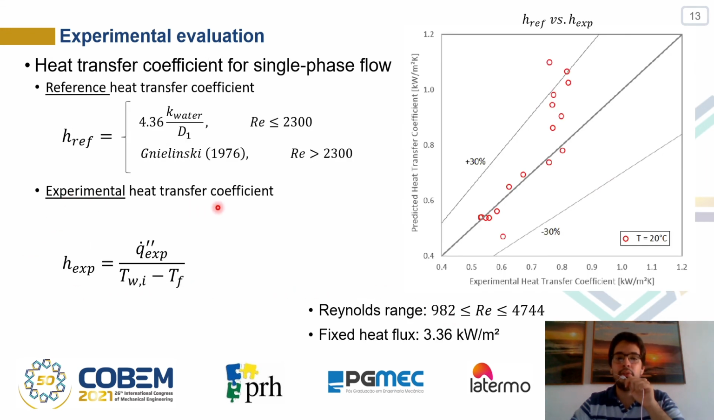Finally, the heat transfer coefficient is calculated by dividing the heat flux by the difference between the surface temperature and fluid temperature, which is obtained by energy balance. This graph compares the heat transfer coefficient obtained by the present methodology, which is in the horizontal axis, with the corresponding value obtained by the analytical method in the laminar regime with constant Nusselt of 4.36 and the Gnielinski model in the transitional turbulent regime. The electrical power was maintained fixed at 3.36 kilowatts per meter square during the experiments, varying the volumetric flow.